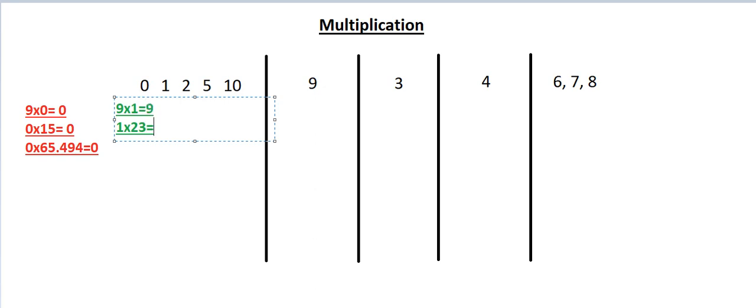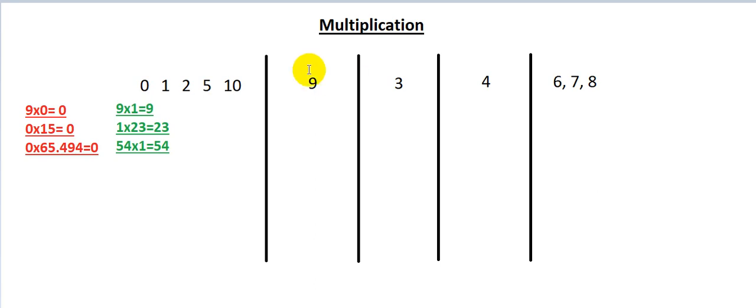Here I'm multiplying 1 with 23, so 23 is going to stay the same. It's going to be 23. Again, it doesn't matter what number I'm multiplying 1 with, it is going to stay the same. So let's say 54 times 1 would make 54.